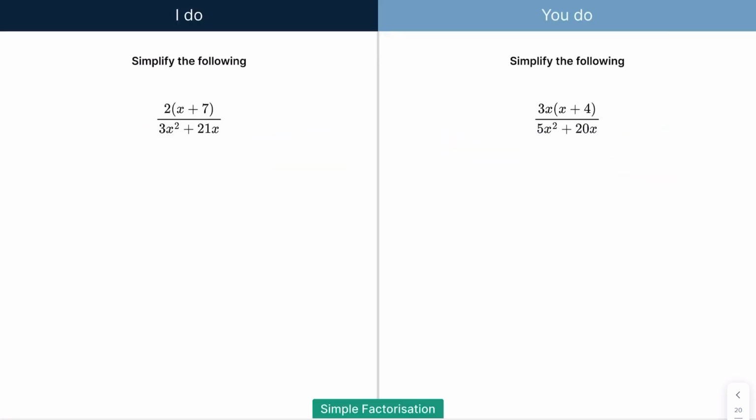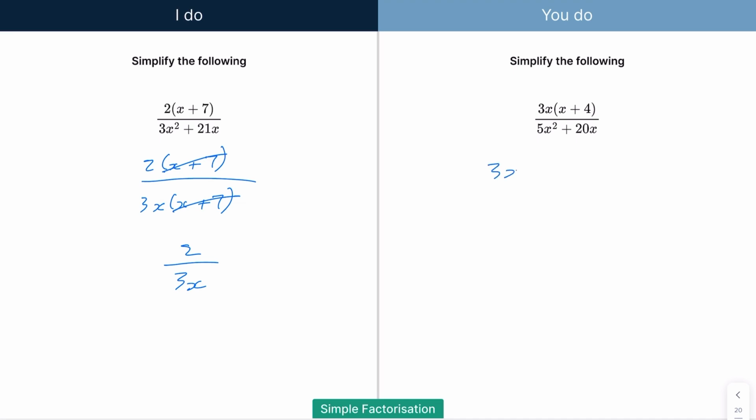Moving on, we have to factorize in order to cancel. So looking at the top, we can leave the top as it is, 2 bracket x plus 7. At the bottom, we can remove a 3, so 3 goes into both 3 and 21. We can also take out an x, and we are now left with this. Hopefully you can see straight away that that and that can cancel out, so that leaves us with 2 over 3x as our final answer.